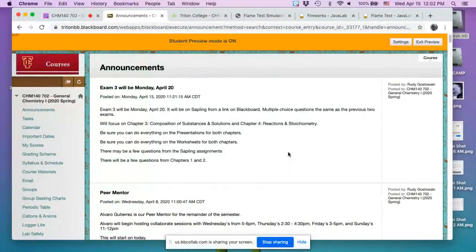Multiple choice questions, same as previous 2 exams. It's going to focus on Chapter 3, Composition of Substances and Solutions, and Chapter 4, Reactions and Stoichiometry. Be sure you can do everything on the presentations for both chapters and the worksheets for both chapters. There may be a few questions from the Sapling assignments, and a few questions taken from back in chapters 1 and 2. So similar to exam 2.